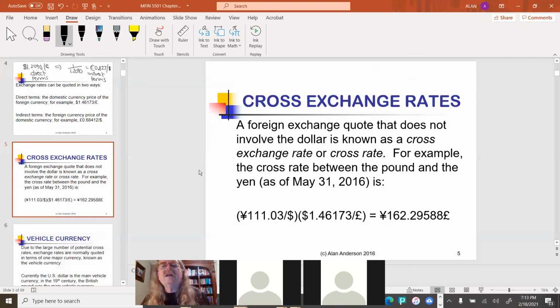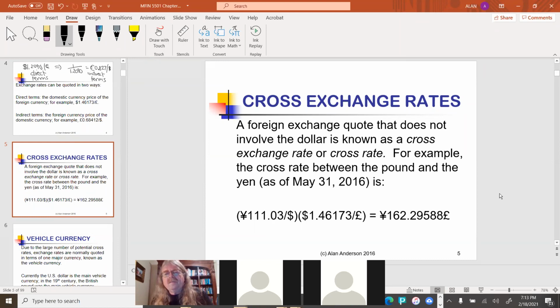Now, we also have this concept of cross exchange rates. These are exchange rates that do not involve the dollar. And in fact, we have a bunch of them on the Bloomberg page as well. But let's look at this example first. On May 31st, 2016, it would have taken about 162.29 yen to buy a British pound.